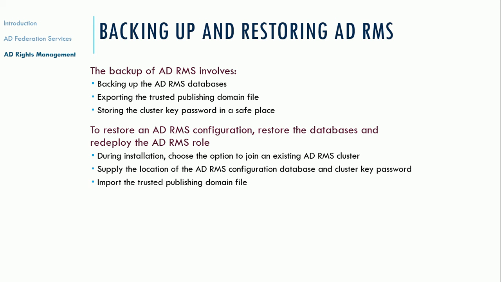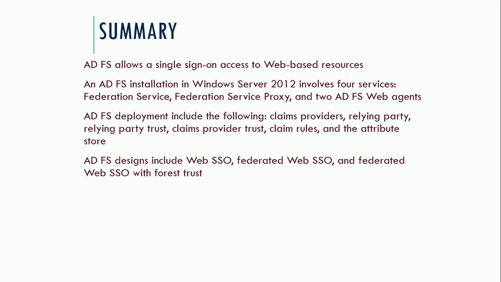If you need to restore an ADRMS configuration, you would restore the databases and redeploy the ADRMS role. So basically, you restore the database, you redeploy the role, you tell it where the database is, it's going to find the database is already there, and it's going to continue working. During the installation, you choose the option to join to an existing cluster. You supply the location of the configuration database and the cluster key password, which you would have saved when you backed everything up. And then you import the trusted publishing domain file, and you're good to go. And it'll be back online.